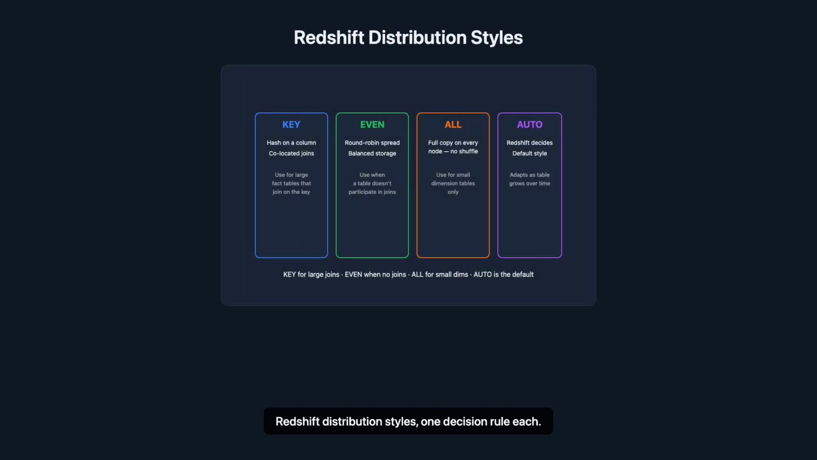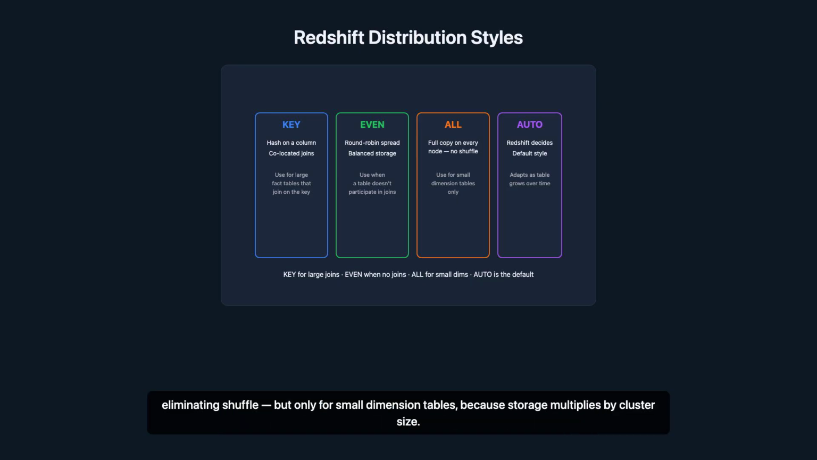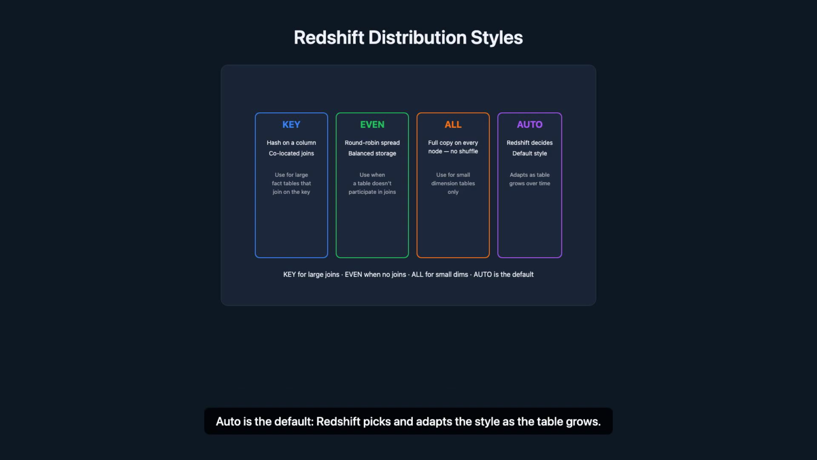Redshift distribution styles, 1 decision rule each. Key distribution hashes rows on a join column so joined rows land on the same node. Use this for large fact tables. Even distribution spreads rows round robin for balanced storage. Use it when a table doesn't participate in joins. All distribution replicates the full table to every node, eliminating shuffle, but only for small dimension tables, because storage multiplies by cluster size. Auto is the default.